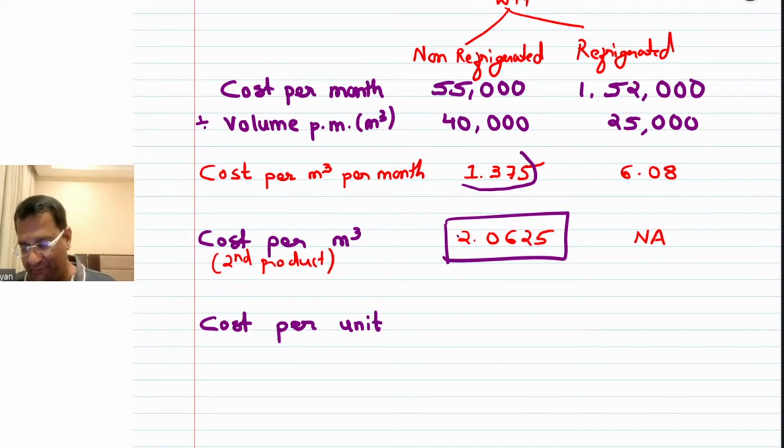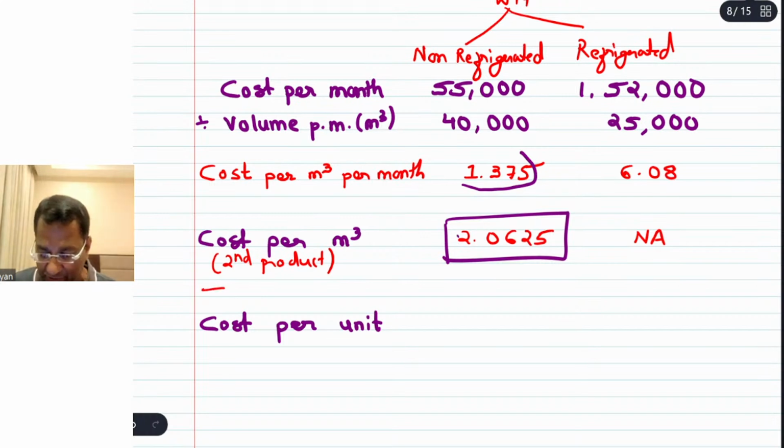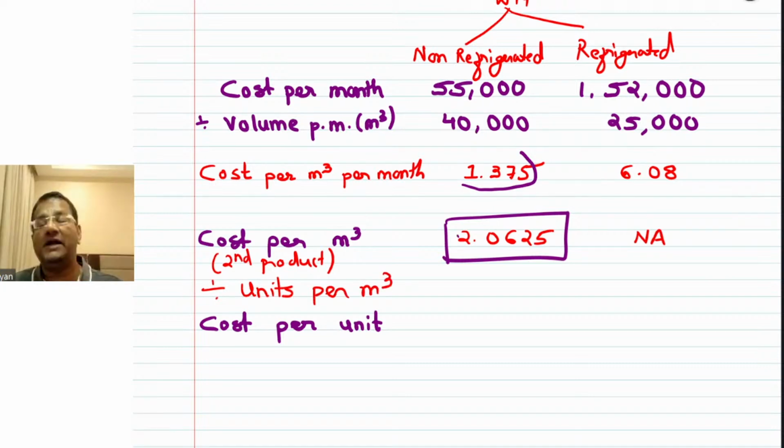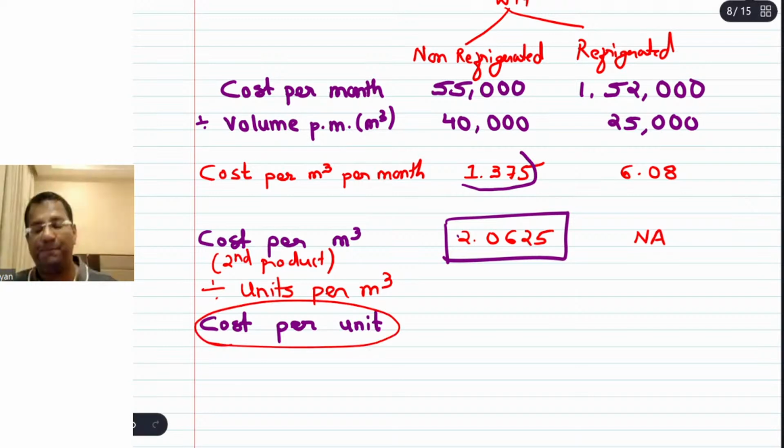Yes, beta Shrivani, right answer. It will be divided by, listen very carefully, beta, this is very important, units per cubic meter. In a cubic meter, how many units are there; dividing by that, we will be able to get the cost per unit.